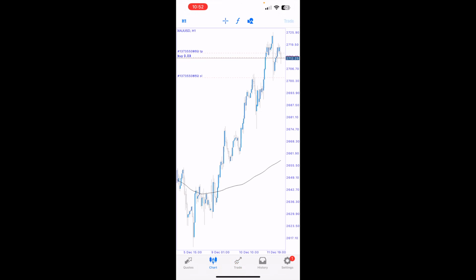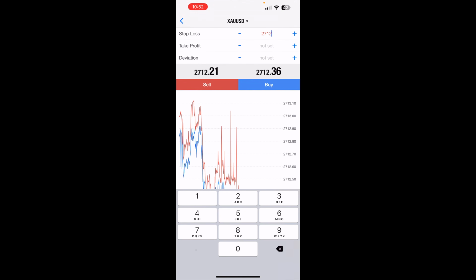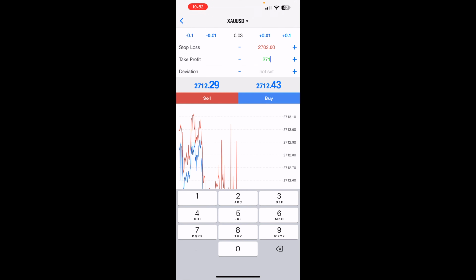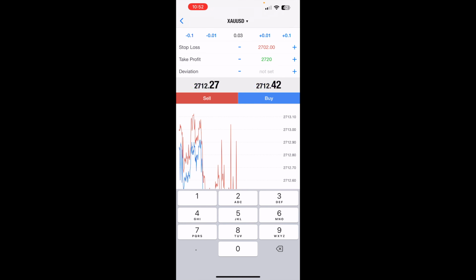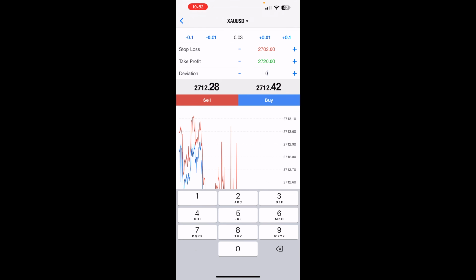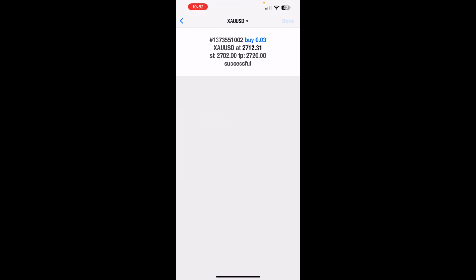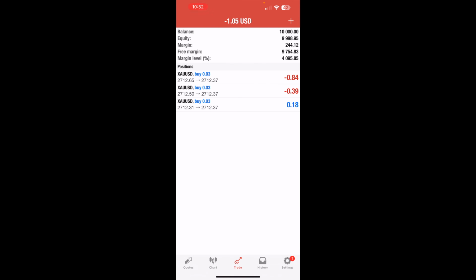We're going to go ahead and enter our third position, again following the exact same stops with our stop loss at 2702 and our final take profit at 2720. We're going to set our deviation to 0 and click buy. So there we are, entered into the signal that has just been sent.